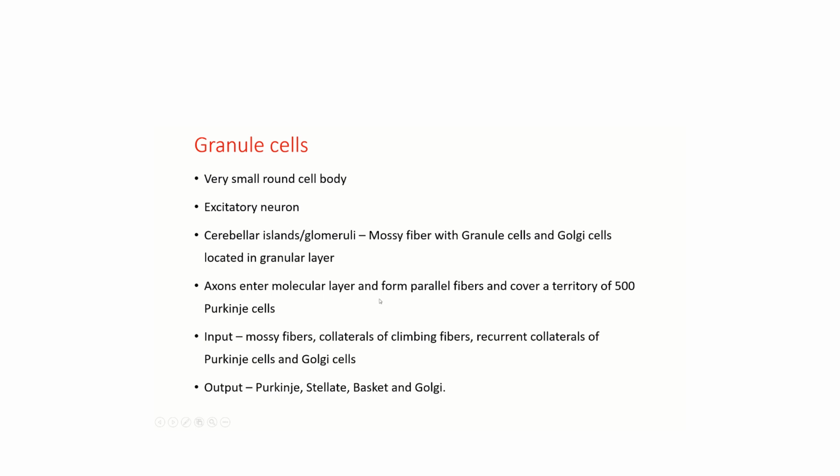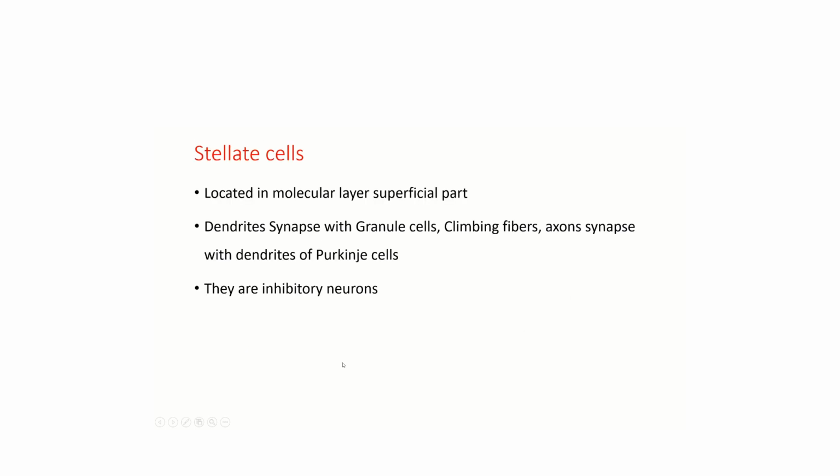Axons enter the molecular layer and form parallel fibers and cover a territory of 500 Purkinje cells. Input is from the mossy fibers, collaterals of climbing fibers, recurrent collaterals of Purkinje cells and Golgi cells. Output is to the Purkinje cells, stellate cells, basket cells, and Golgi cells.